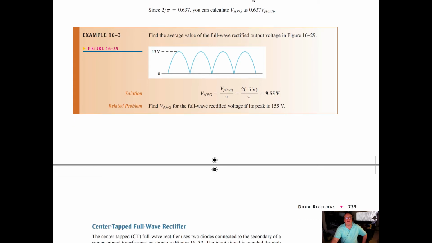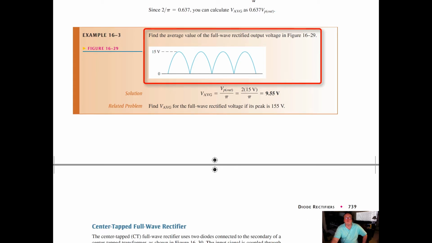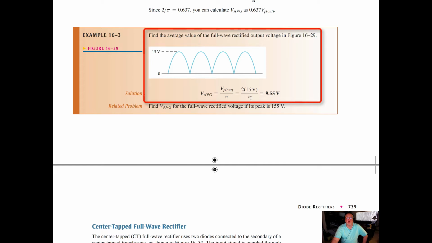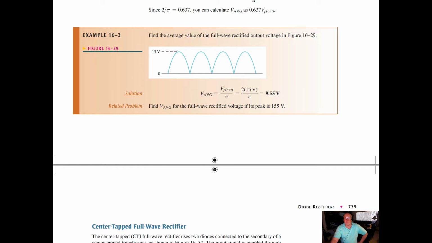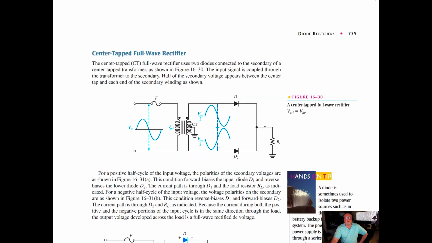If we take a look at this example here, find the average value of the full wave rectified output voltage. We have a 15 volt output, and we want to determine what the average is for that. So the average becomes 2 times 15 volts divided by pi. I'm not sure here, but it's very possible that they didn't carry the 2 in the formula here. So don't forget to put the 2 in there. So 2 times that divided by pi gives us 9.55 as our full wave rectified output.